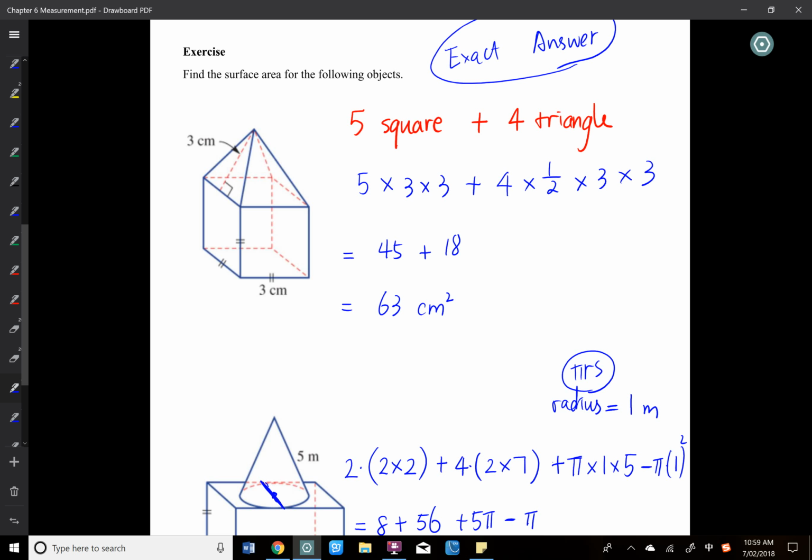Okay, half times 3 times 3 is 1 triangle's area. We have 4 such triangles, so it's 4 times half, 3 times 3. We got 63, and the unit is centimeter square. Okay, the unit is centimeter square. Be aware of the unit. If this unit is centimeter and the other unit is meters, you know that you need to convert the unit before you calculate.